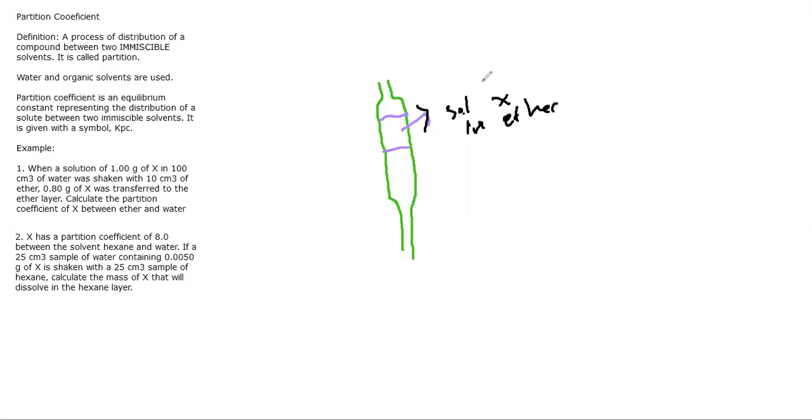And then I have another layer. This layer is for solution X in water. So I have two solvents, ether and water. Ether and water are immiscible, right? They cannot dissolve each other. Then I put solution X here. Solution X can be distributed in the ether solvent, and also located in the water. Later we will determine how much of solution X can be dissolved in ether and how much can be dissolved in water.